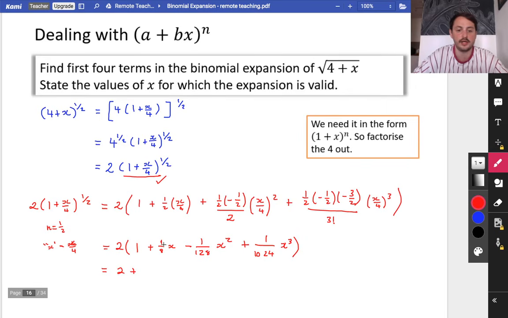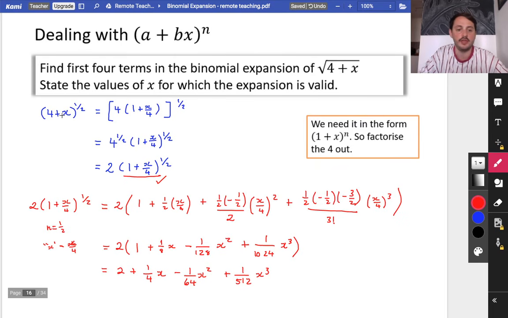But don't forget, it was multiplied by 2 at the beginning. So you get 2 plus, when you multiply all this by 2, it's not going to be 1 over 8, it's going to be 1 over 4x. When you multiply this by 2, you're going to get 1 over 64x squared, plus 1 over 512x cubed. And it wanted 4 terms. Have we got them? 1, 2, 3, 4.